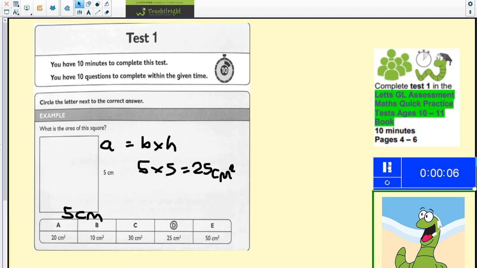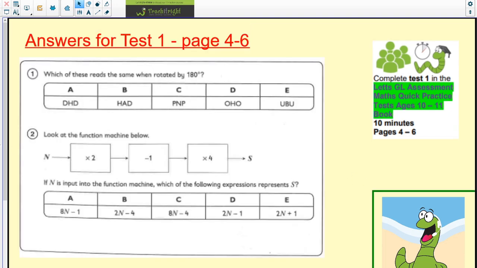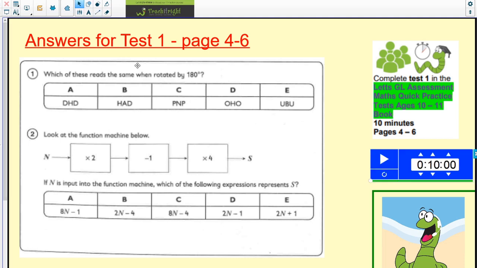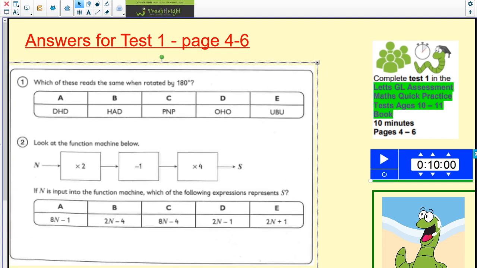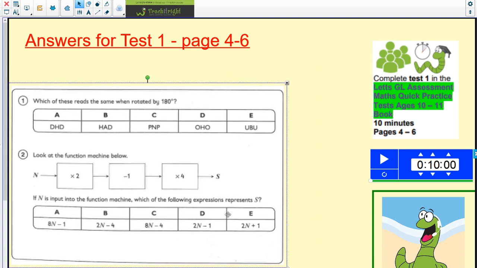Right guys, that's time up. So I'm going to start going through the answers. Well done. Welcome back. Let's begin going through each of these. Let's give myself a little bit of space so I can do my working, the all-important working.